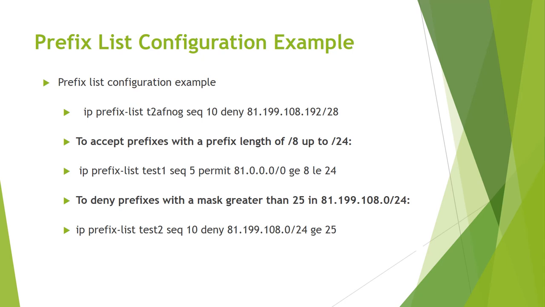Prefix list configuration example. ip prefix-list T2AFNOG sequence 10 deny 81.199.108.192/28. To accept prefixes with a prefix length of /8 up to /24: ip prefix-list test1 sequence 5 permit 81.0.0.0/0 ge 8 le 24. To deny prefixes with a mask greater than /25 in 81.199.108.0/24: ip prefix-list test2 sequence 10 deny 81.199.108.0/24 ge 25.